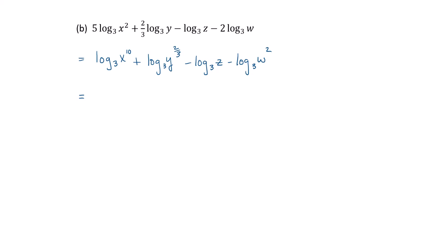Now that I have 4 separate logs here being added and subtracted with no coefficients, I can go ahead and use my product and quotient rules to put them all together. So I'm going to have a single log base 3 of, here I'll put my x to the 10th, and my y to the 2/3 is going to be a cube root of y squared. And this is a negative log base 3 of z, so that argument is going to go on the denominator, and another negative log base 3 of w squared, so the w squared is going to end up on the denominator.